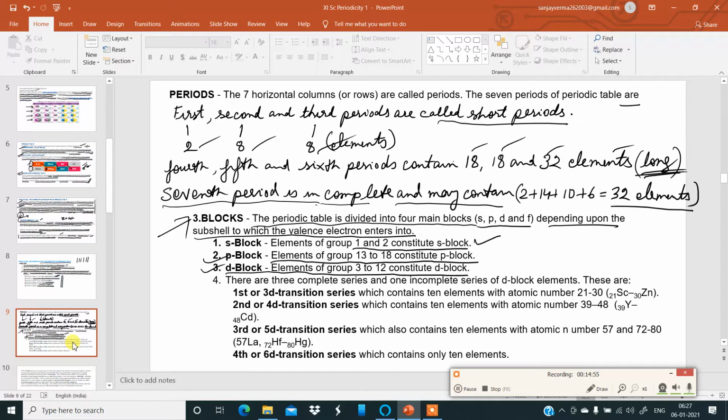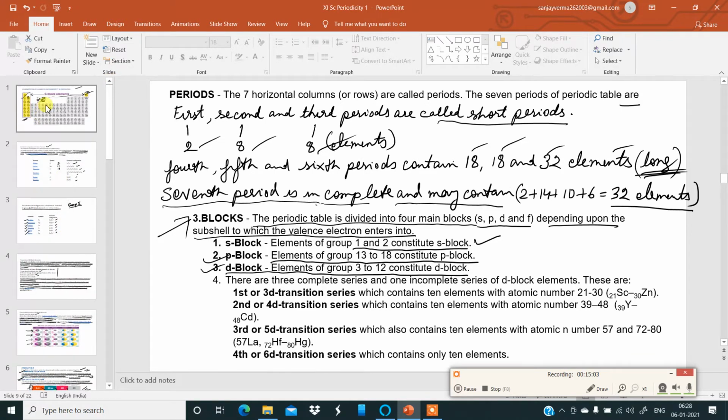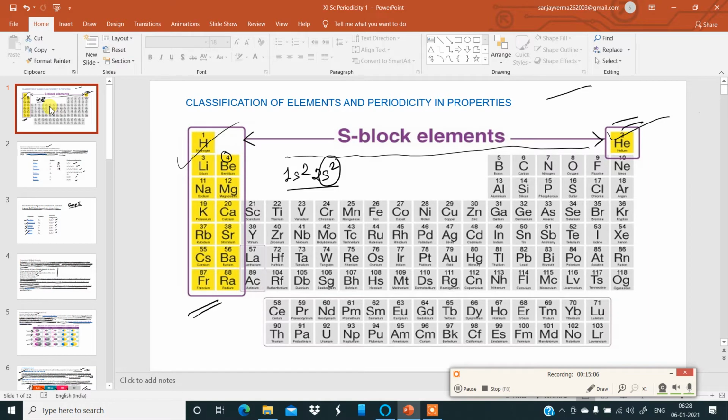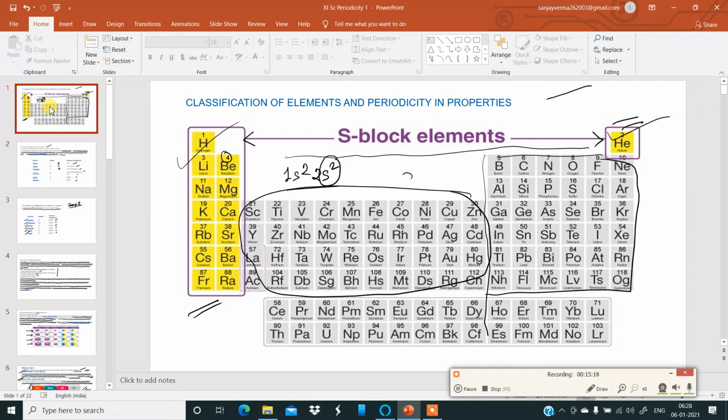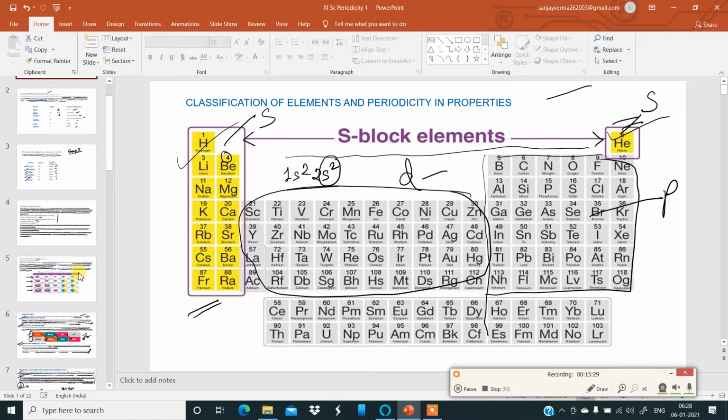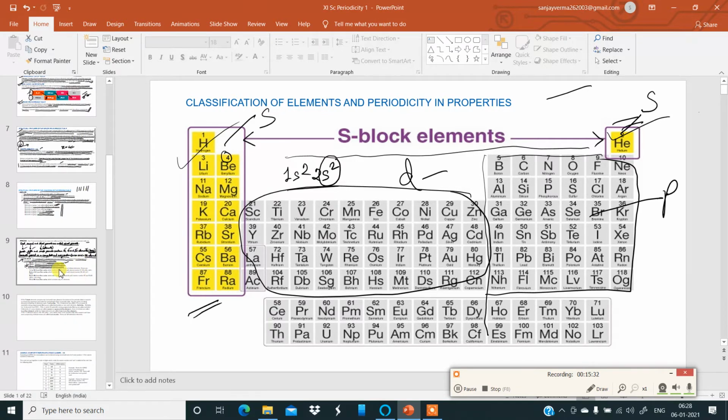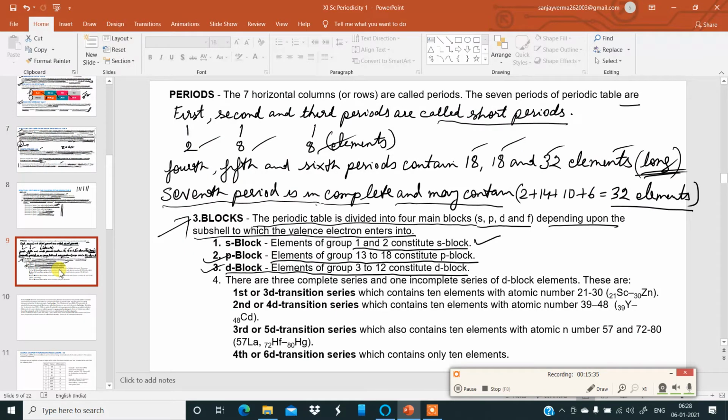Now, for this, let me give you some idea over here. So I have told you this is the S block. Then here, P block will be here. This much will be the P block, and this is the D block. And this also comes into S block, as I already told you. Now, coming back to our required slide.